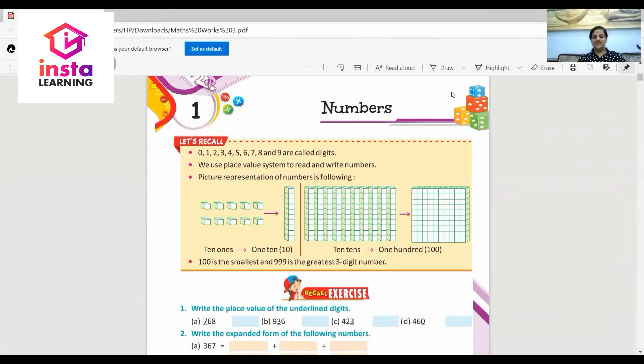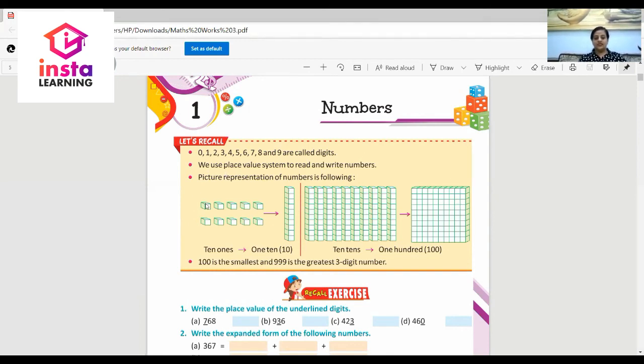Yes, students, this is your chapter number 1, numbers. Let's recall. 0, 1, 2, 3, 4, 5, 6, 7, 8, and 9 are called digits. We use the place value system to read and write numbers. Okay? So the picture representation of a number is as follows.